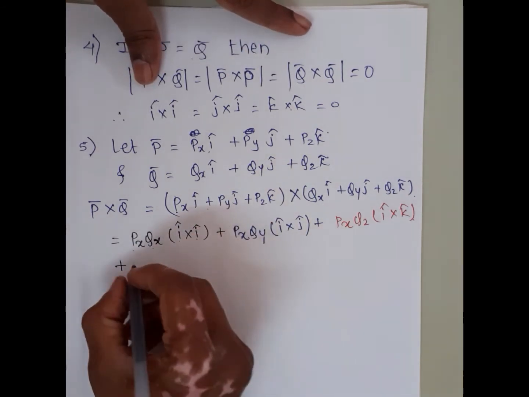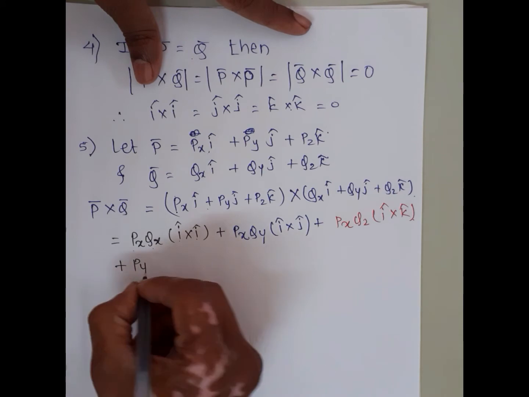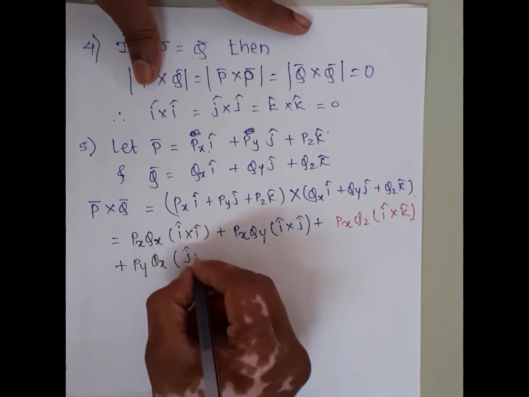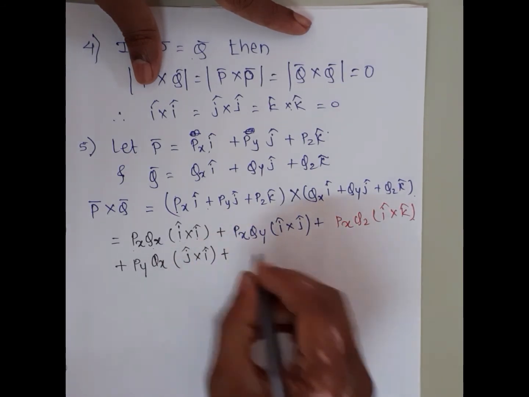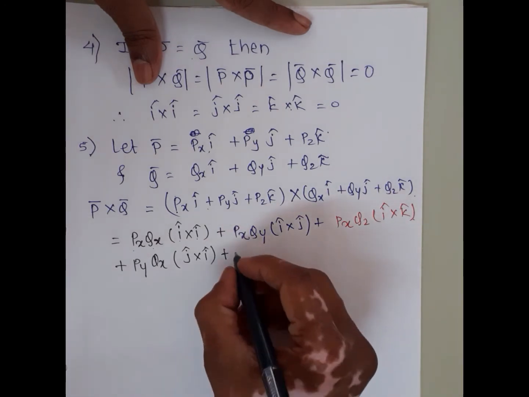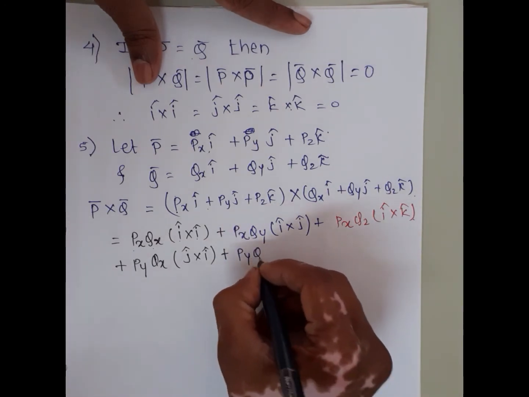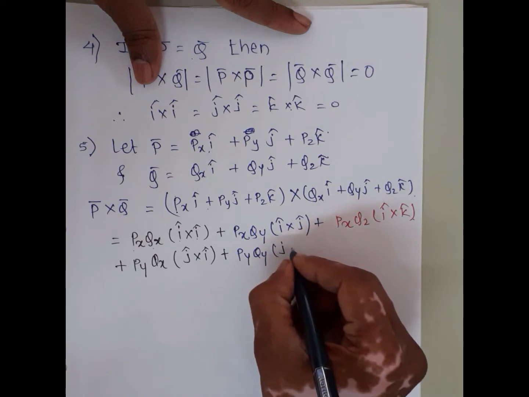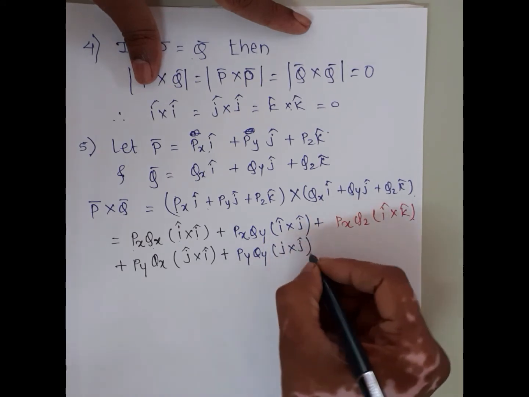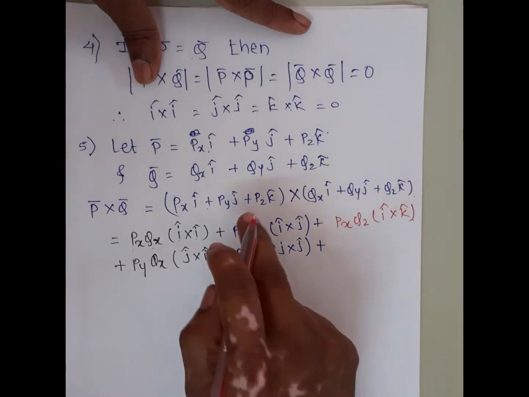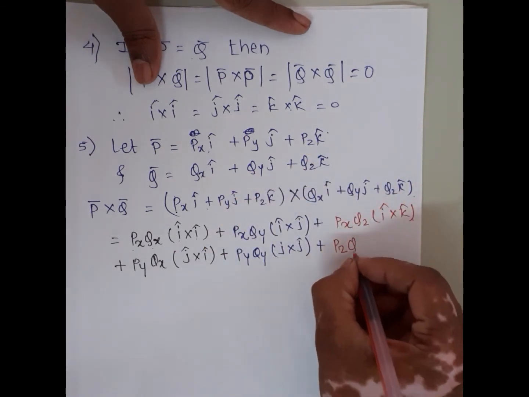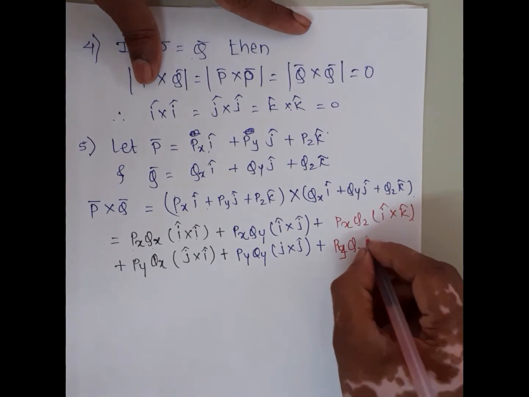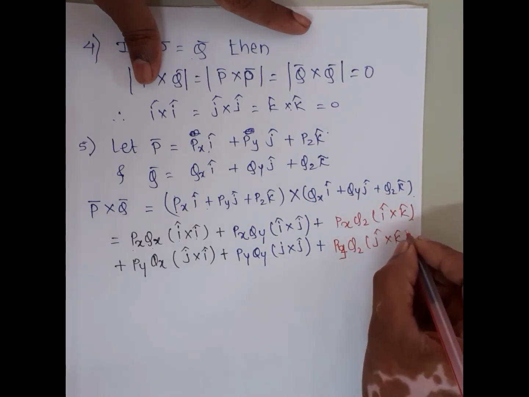Plus another term is what? PyQx, J cap cross I cap, plus PyQy, J cap cross J cap, plus the last one, PzQz, sorry, PyQz, Z bar cross K cap.